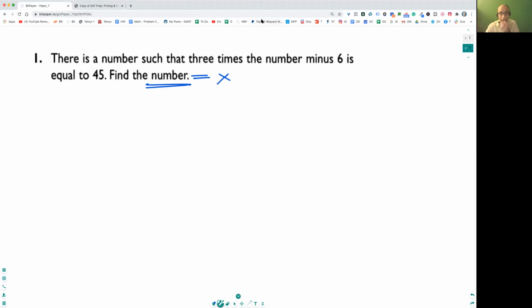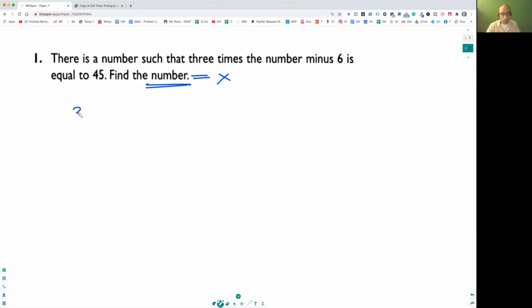For those of you who are trying to solve this, even those who have solved this, just watch it once, because then the other problems will become easier. Anytime you're asked to find the number, usually you're going to take that to be X. So what you're going to do now: there is a number X, such that 3 times the number minus 6.